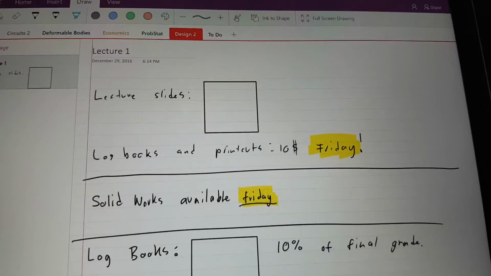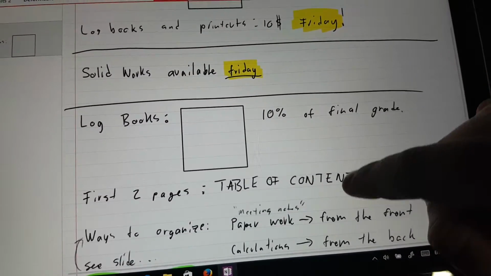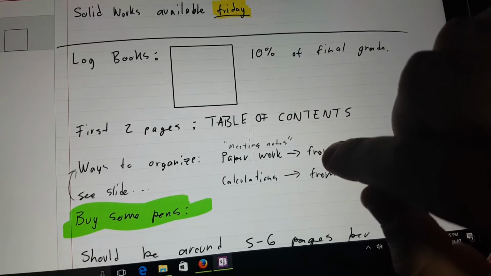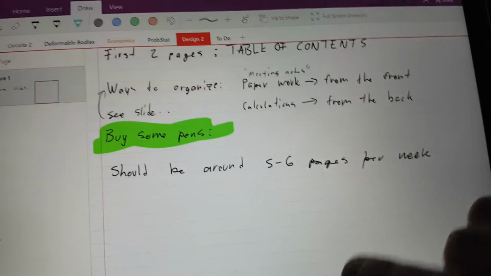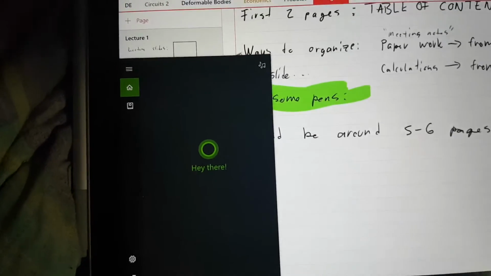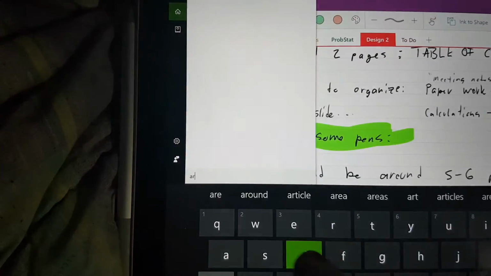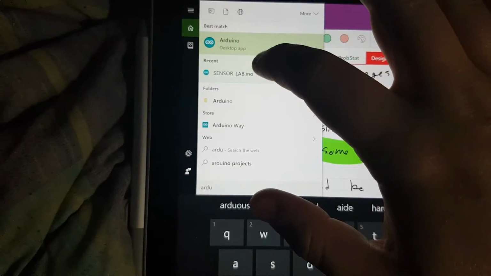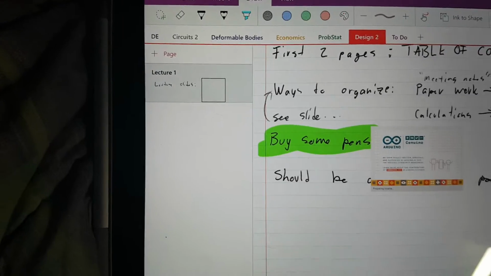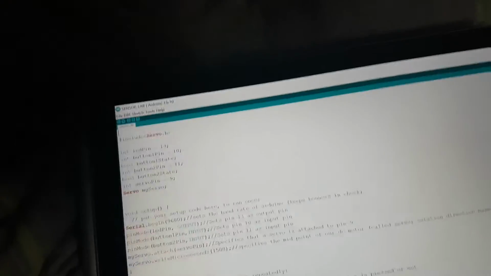Design 2, this is just kind of an overview. Logbooks. There's a logbook that we have our hands on now. Maybe I should just go into Arduino. Let's see. I'll just open up my sensor lab. Okay, so there's a couple libraries we used.